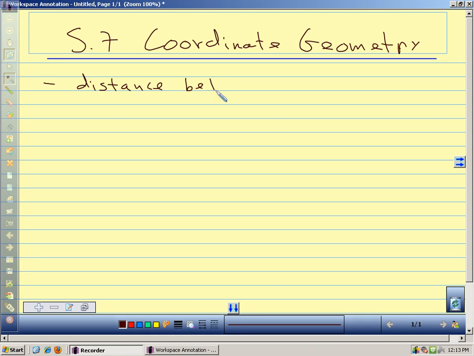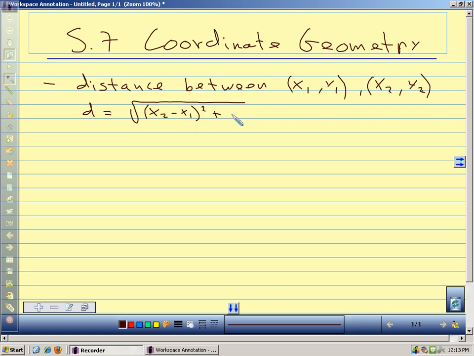So our distance between x1, y1 and x2, y2 is the square root, and this is what we just did on our opener, x2 minus x1 squared plus y2 minus y1 squared. So that's our distance. The other thing that we'll use today is the midpoint.